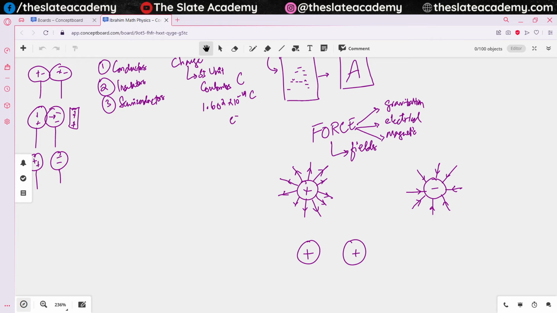Or let's say they're different. But what would happen if they're different? Let's see. One is positive, the other is negative. The two charges that are here, one is positive, the other is negative. Now, what would the field lines look like?